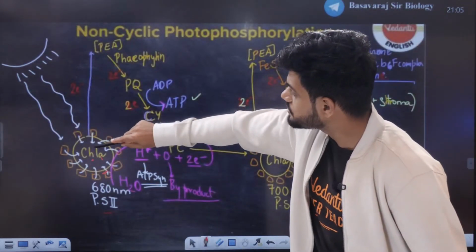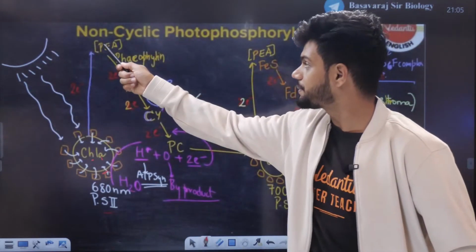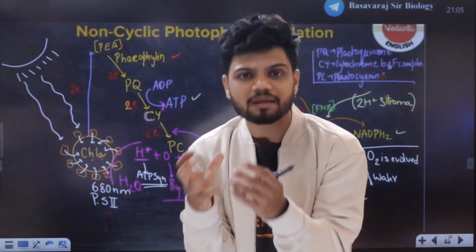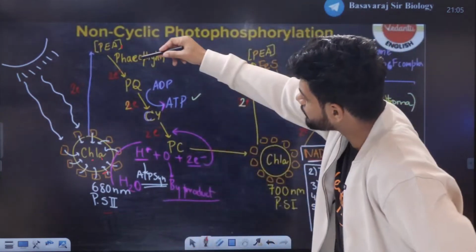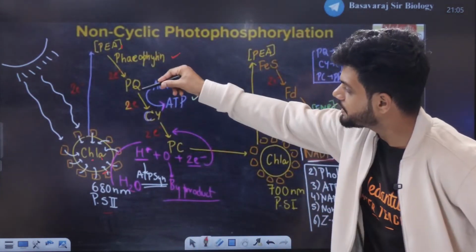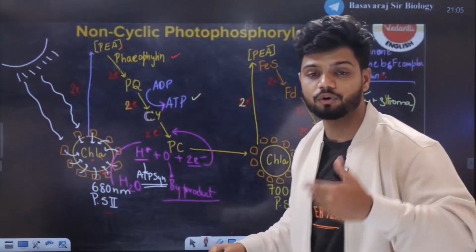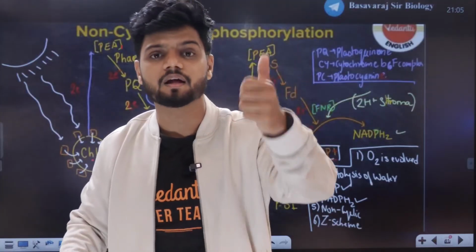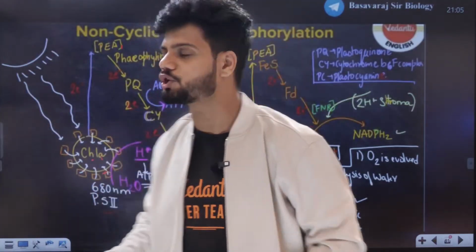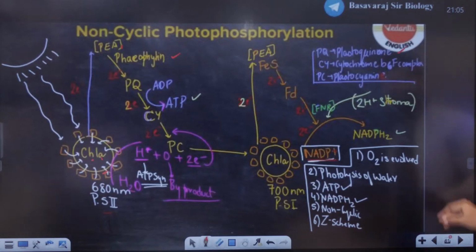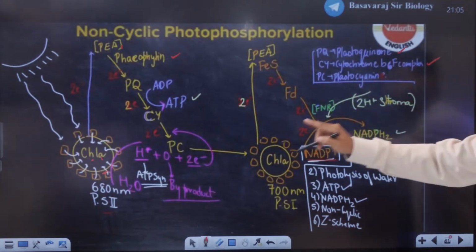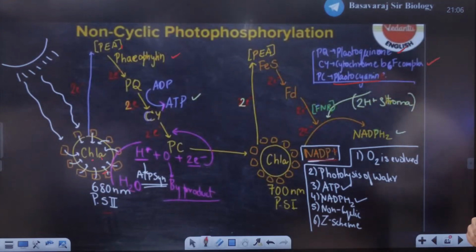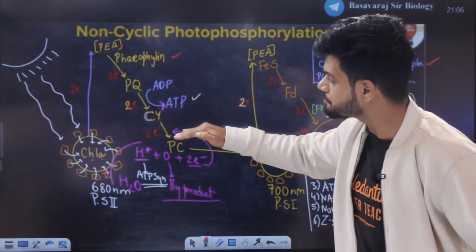In chlorophyll A, electrons are getting excited, and there is something called the primary electron acceptor. Example is pheophytin. Pheophytin is picking up the electrons. Now from pheophytin, electrons are sent to PQ, Cyt, PC. Repeat after me, all of you. What is PQ? Plastoquinone. What is Cyt? Cytochrome b6f complex. What is PC? Plastocyanin.